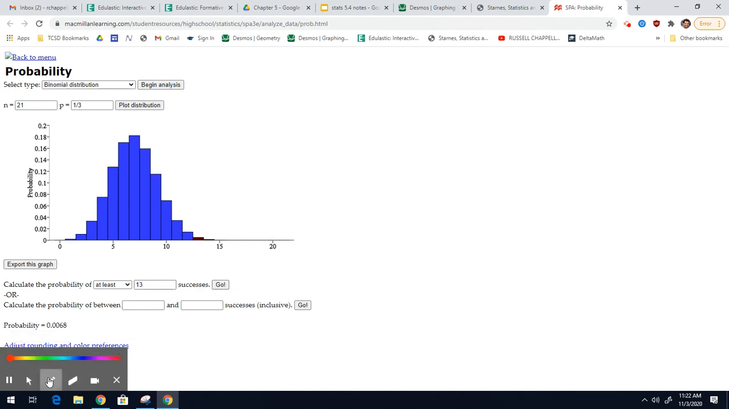Notice what it did. It shaded in red the probability of 13, 14, and nothing else. And there's your probability, 0.0068. So what in the world does that mean? Well, let's go back to our notes and talk about it.